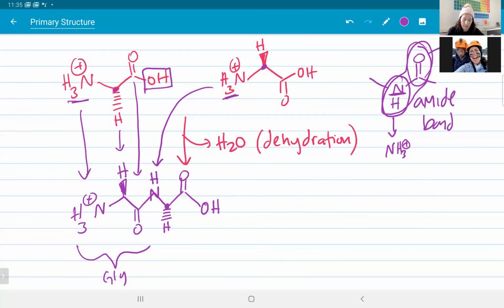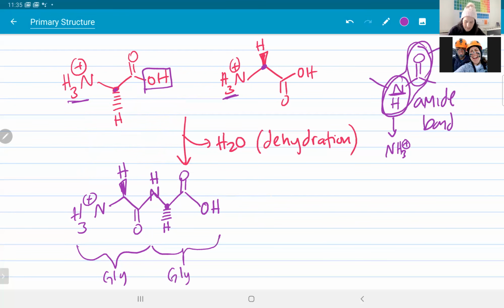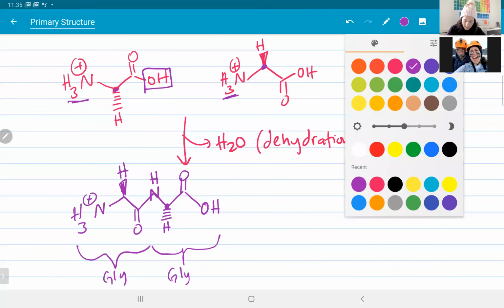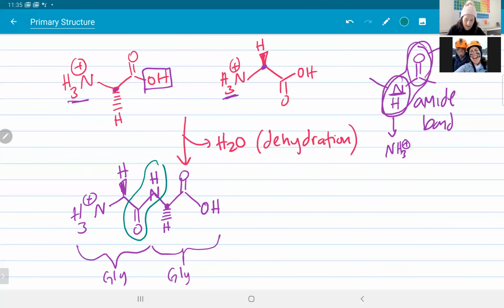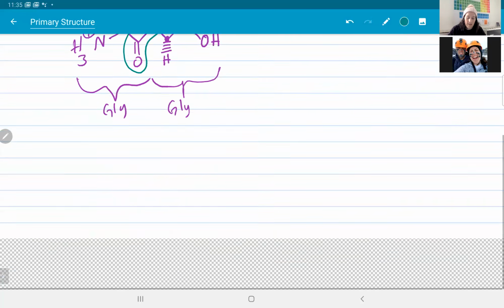All right. So when we created this dipeptide, there's my second glycine right there. When we took the two amino acids and brought them together to make a single chain, we lost one molecule of water and created one amide bond. This is linking up the C-terminus of our first amino acid with the N-terminus of the second amino acid. Okay? Let's try something a little more challenging.